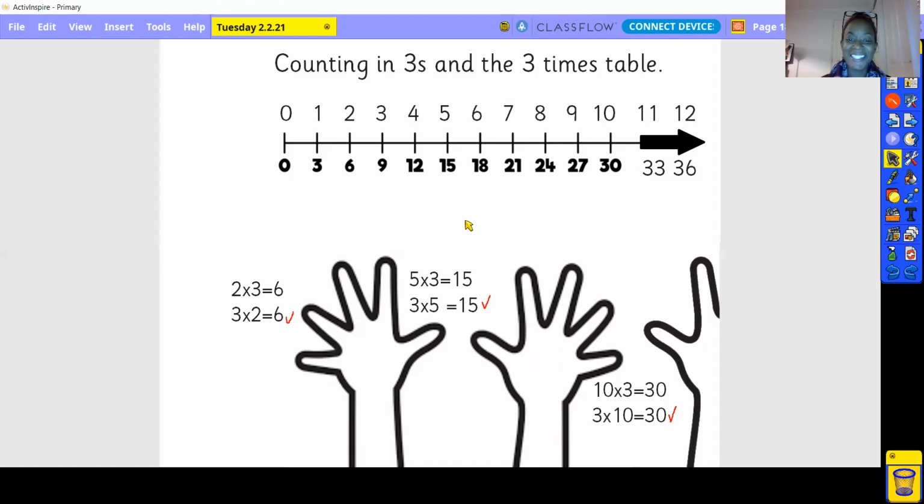Now you can see here, again, using our 12 fingers, we've got the numbers up there on our fingers this time, and how it relates to the 3 times table itself. So let's go through that together.